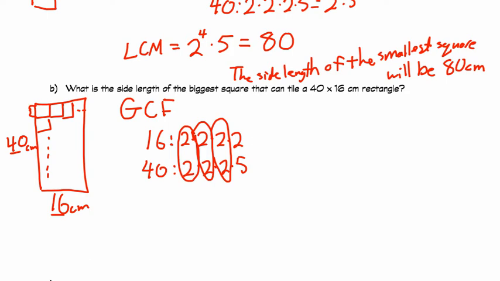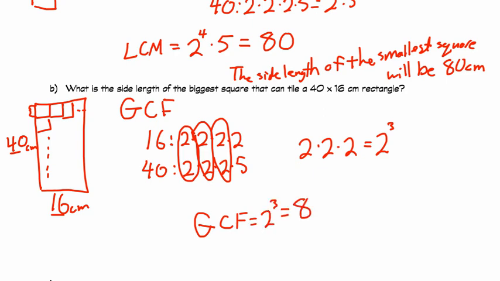So our greatest common factor will also have three 2's, which is equal to 2 to the power of 3. So our greatest common factor is equal to 2 to the power of 3, which is equal to 8. So the side length of the biggest square that can tile a 40 by 16 centimeter rectangle is 8 centimeters.